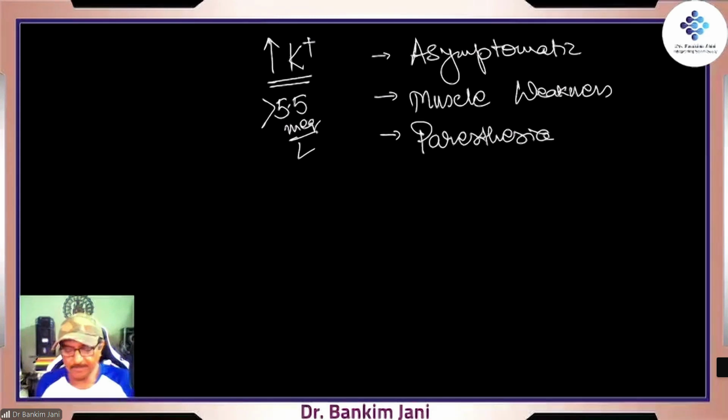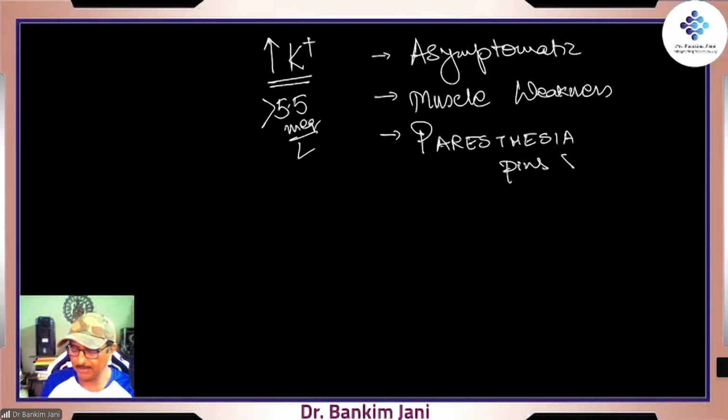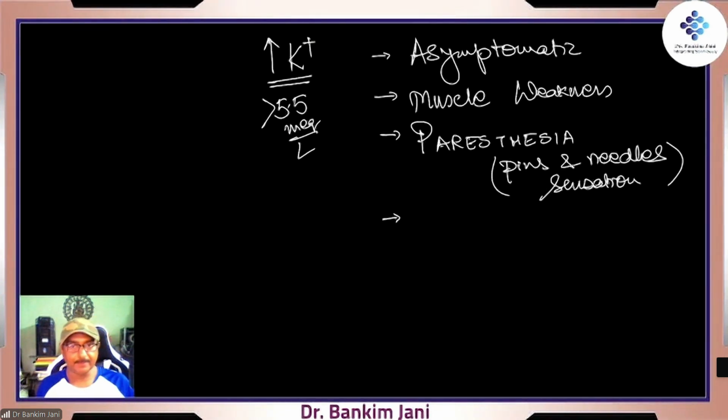So paresthesia, the spelling is P-A-R-E-S-T-H-E-S-I. Here I just write this. This is paresthesia. I'll write it like pins and needles sensation. Then there would be oliguria.